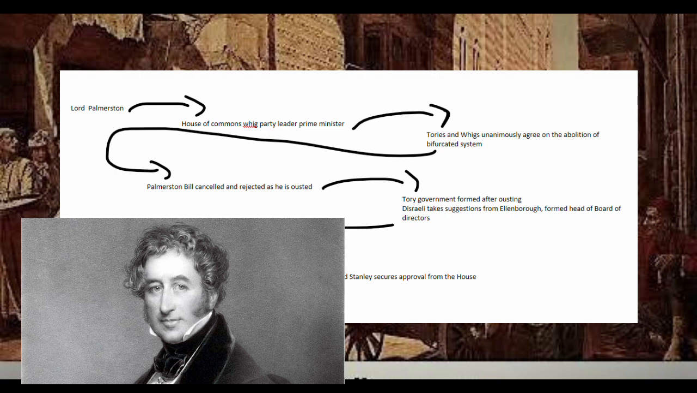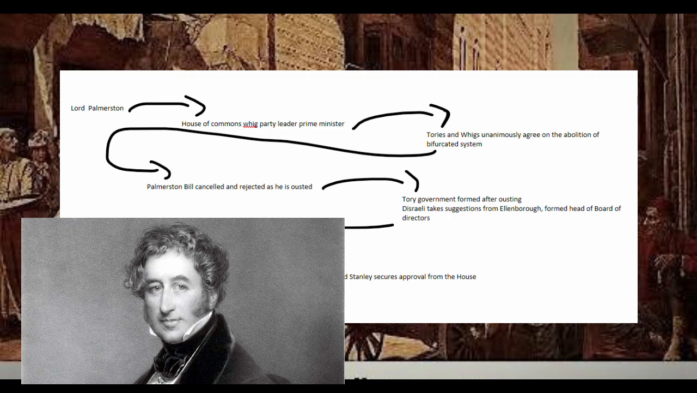Of course, over time, the EIC would slowly wilt away in its prominence and say in how exactly the subcontinent would be run, considering how precarious the situation was by the end of the middle of the 19th century.